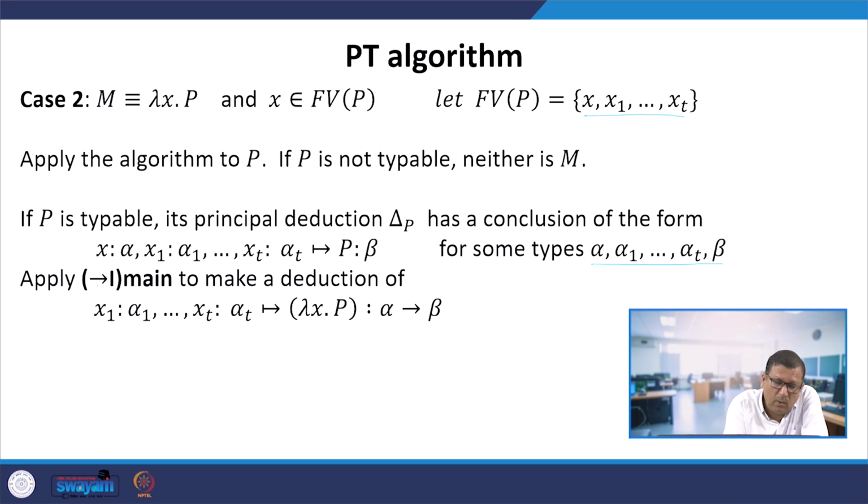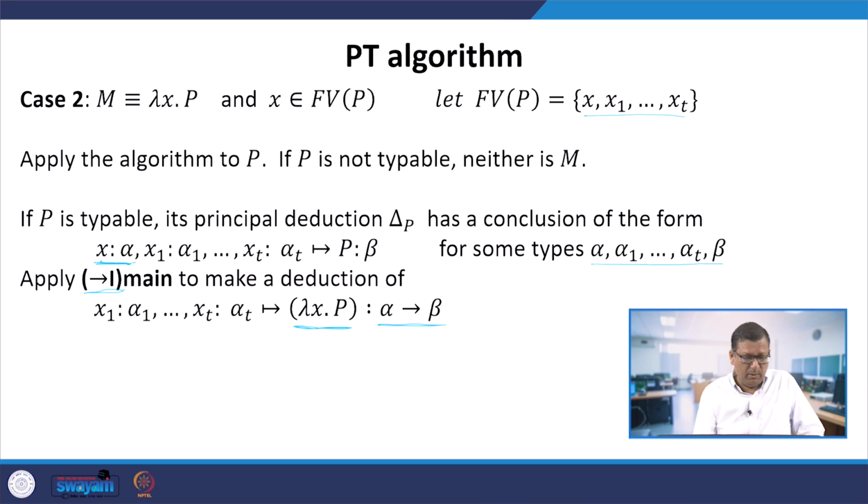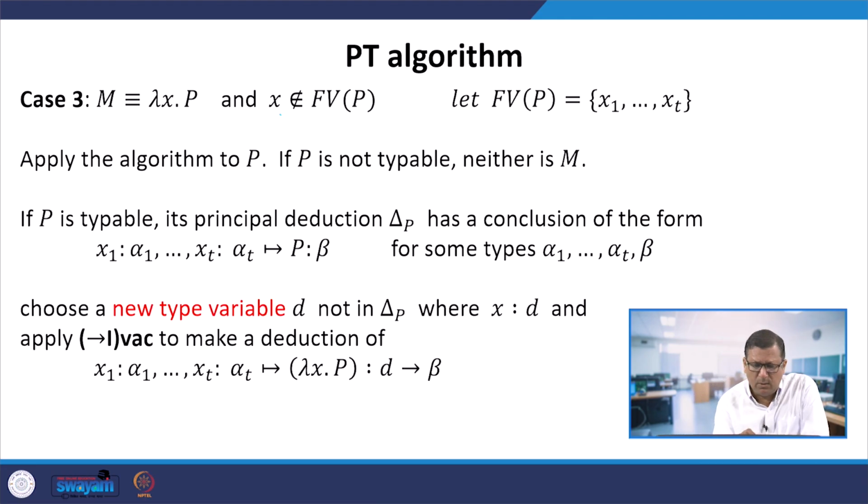Now we will apply arrow I main because X is a free variable of P. So arrow I main will give us that lambda X dot P has type alpha arrow beta. So this is the principal deduction of lambda X dot P when X is a free variable in P. This is straightforward because it is coming from arrow I main. The only thing is that the conclusion will have all the term variables assigned some types, and P has type beta in this context. Then we use arrow I main and we get that lambda X dot P has type alpha arrow beta.